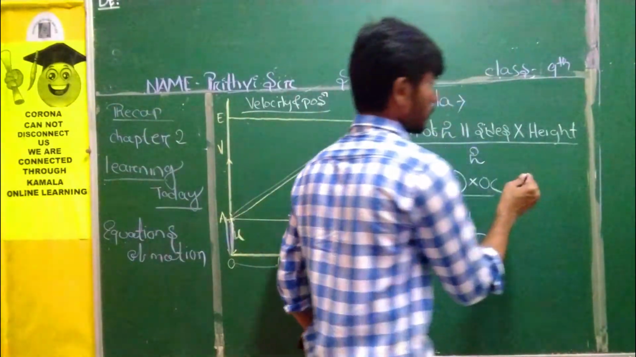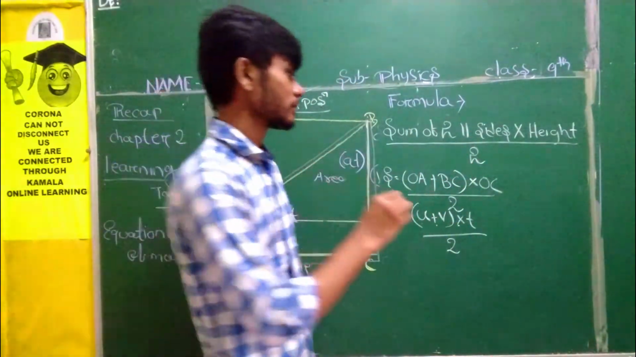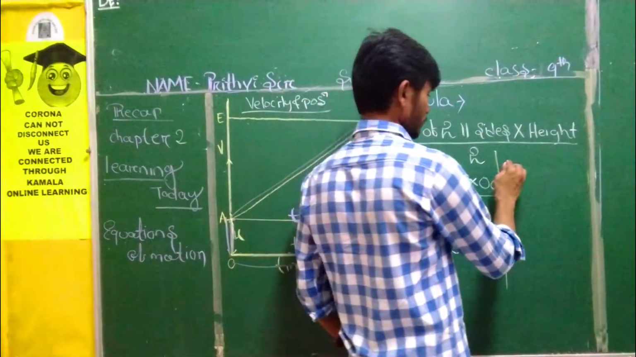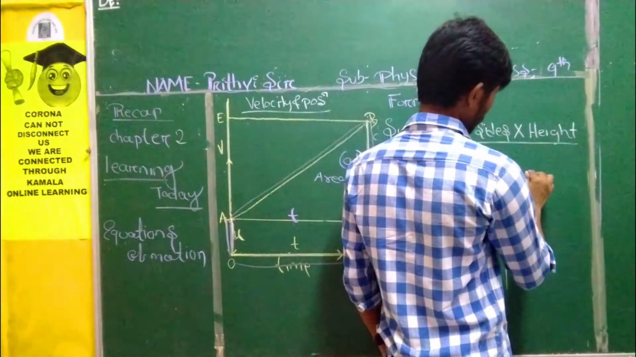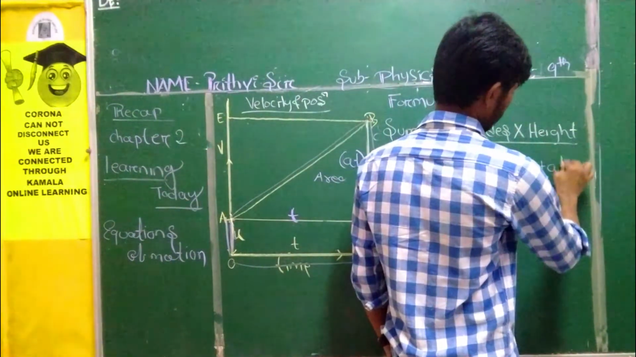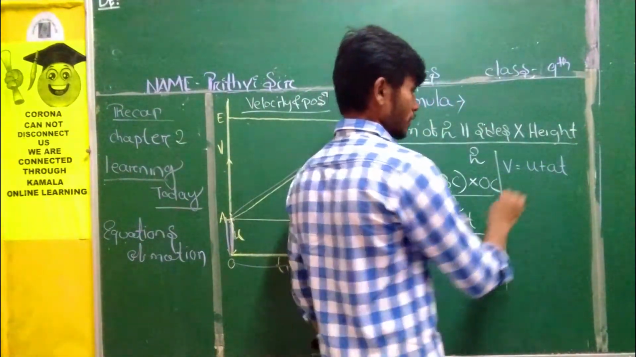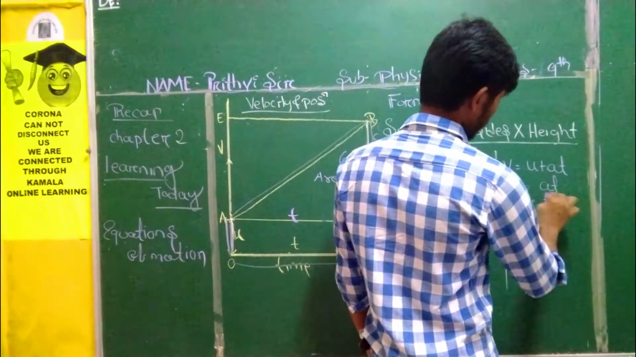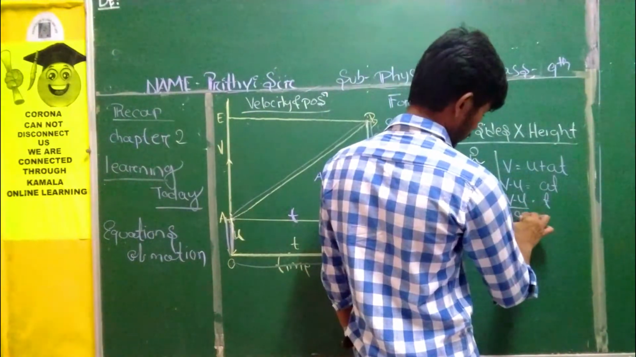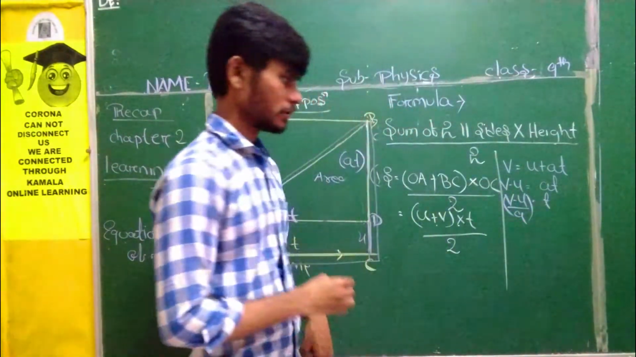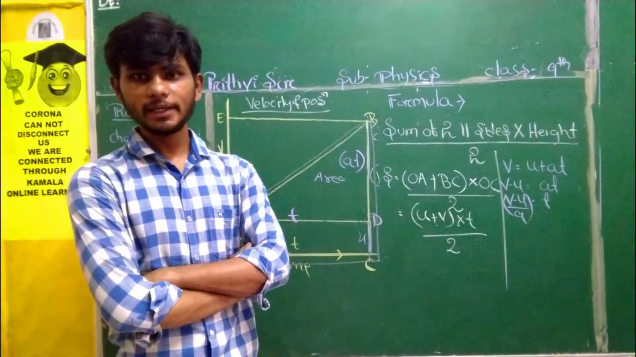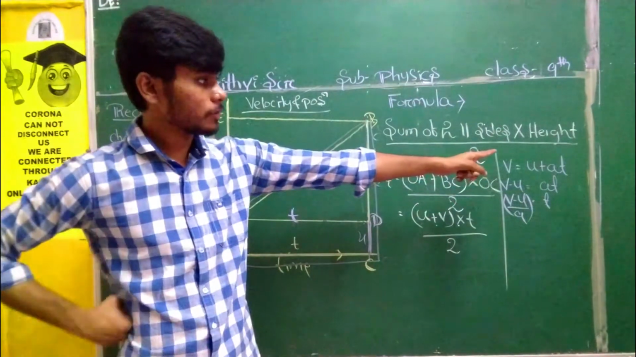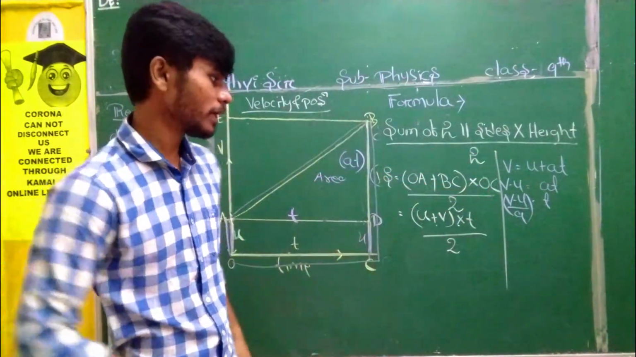Students, please remember your first equation of motion. In the first equation of motion, what we found out is that V is equal to U plus AT. Now, AT is equal to V minus U, and T is equal to (V minus U) by A, right? Is it clear or not? This is our first equation, V is equal to U plus AT. From there I can find the value of T, that is (V minus U) by A.